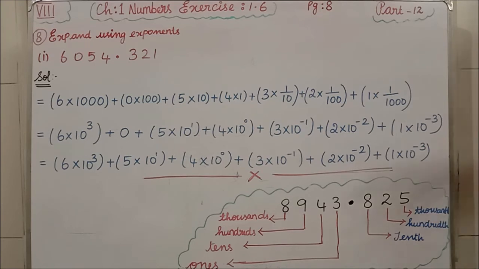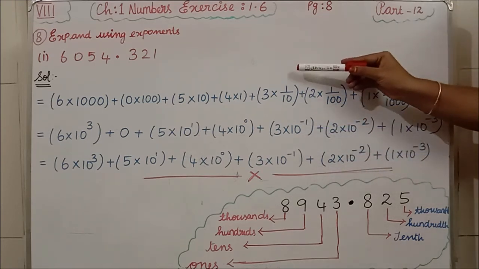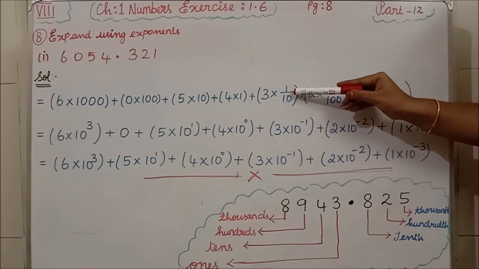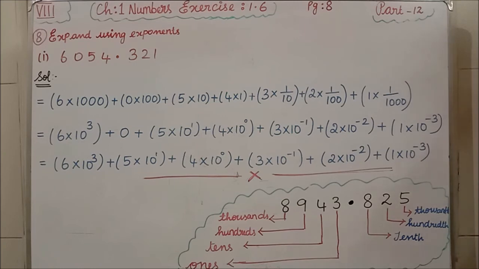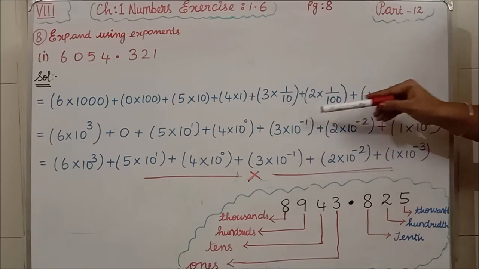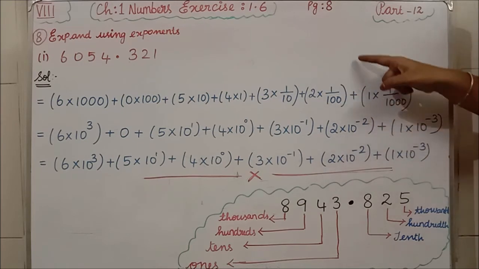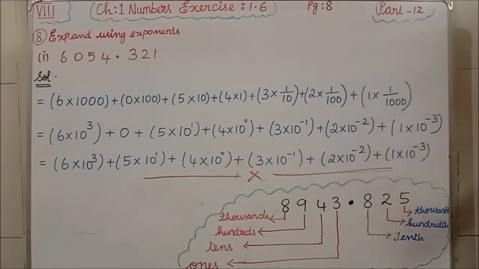Clear all of you? Why are we writing minus, minus, minus here? Because here we are having 1 by 10. If you write it in the numerator, here nothing power means you have to understand it is 1. So 10 power minus 1. 100 means 10 square. When it comes to the numerator, it becomes 10 power minus 2. 1000 means 10 cube. When it comes to the numerator, 10 power minus 3.